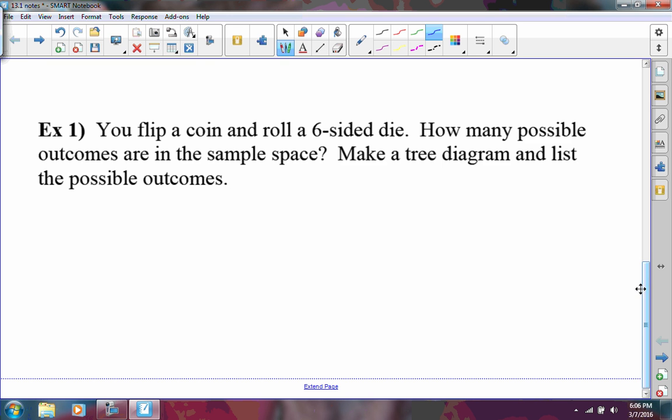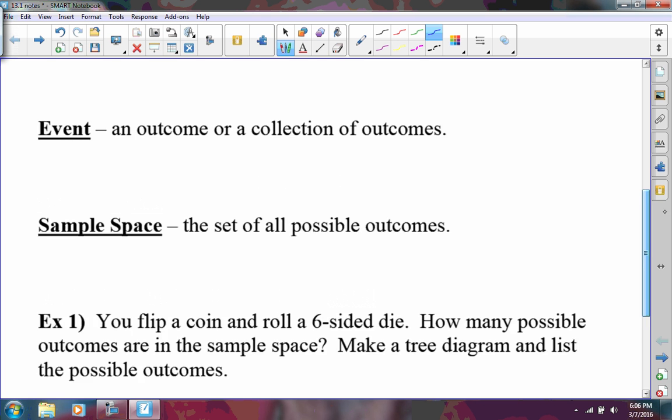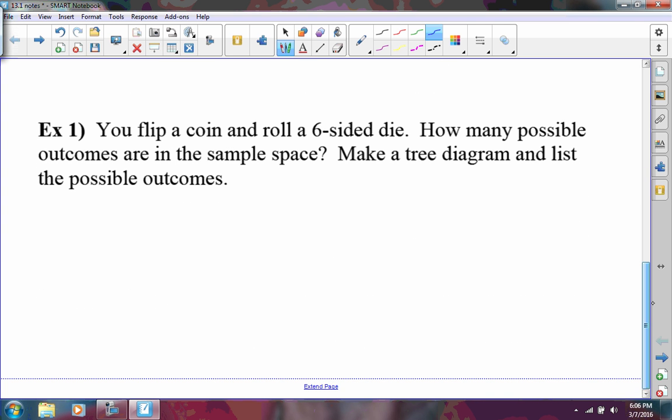So again, the sample space is all of the possible combos, and then the outcomes are the results of the experiment. So how many results are there when you flip that coin and roll the dice, or roll the die? So the way we're going to figure this out is we're going to make a tree diagram. And that just helps us organize and visualize what's going on.